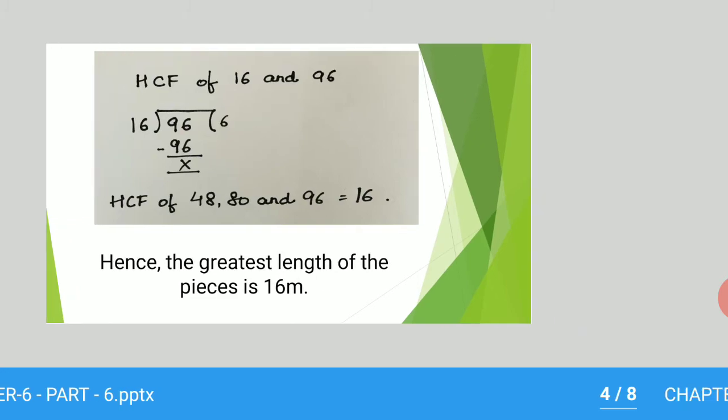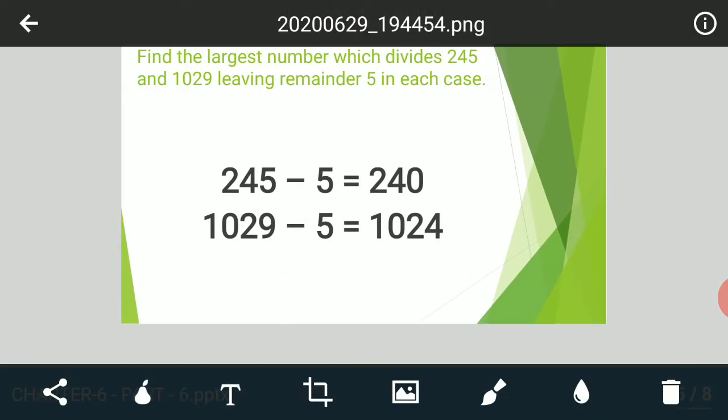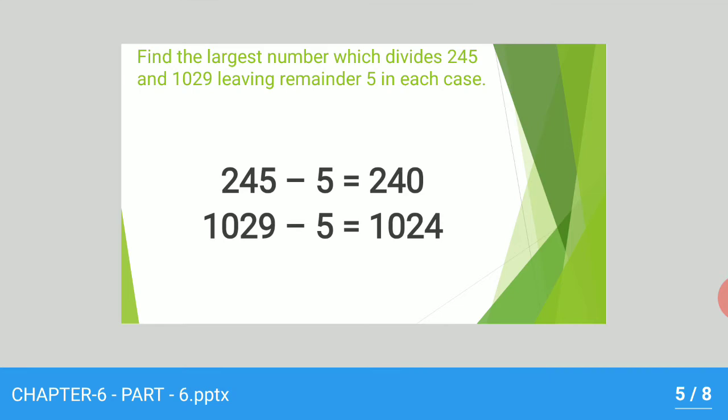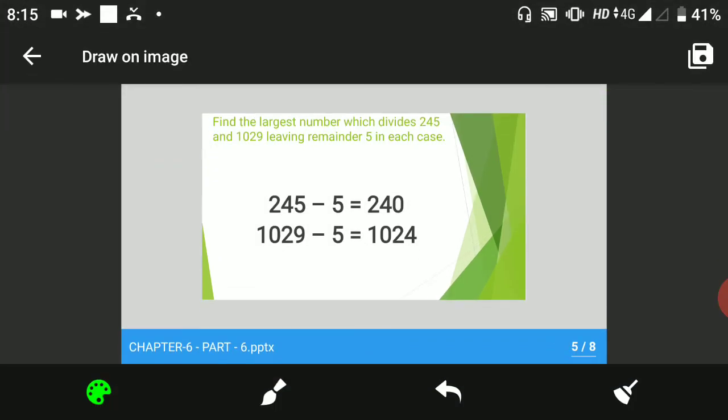Clear? Now we will find the largest number which divides 245 and 1029, leaving remainder 5 in each case. When they say leaving remainder 5 in each case, it means that we have to subtract 5 from both the numbers. So 245 minus 5 we get 240. 1029 minus 5 we get 1024. Now we use these two numbers for the long division method. Clear?